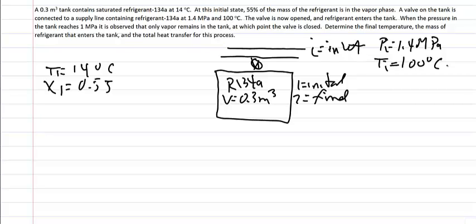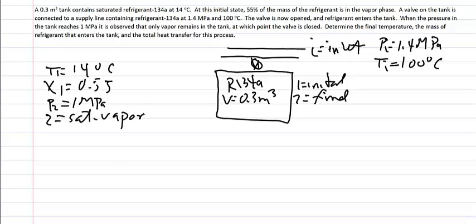Now we're told that the valve is opened and the refrigerant enters the tank, and when the pressure finally reaches 1 megapascal, it's observed that only vapor remains in the tank. So the final pressure is known: P2 is 1 megapascal. Also, since only vapor remains, the last drop of liquid in this two-phase mixture has finally vaporized, so that's the point we call the saturated vapor. So basically, 2 is a saturated vapor.